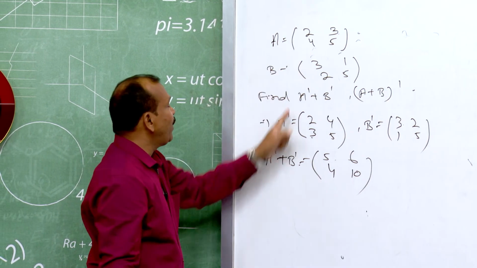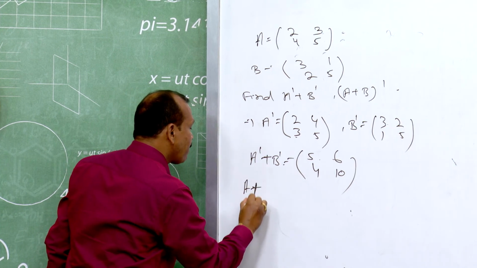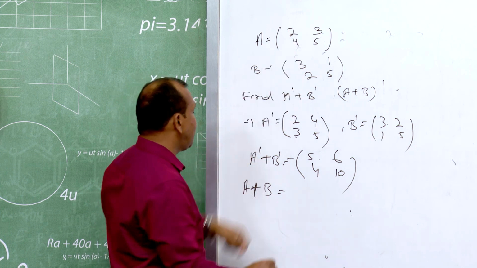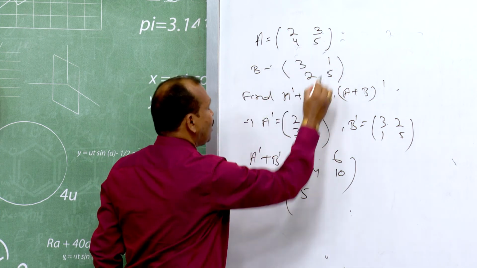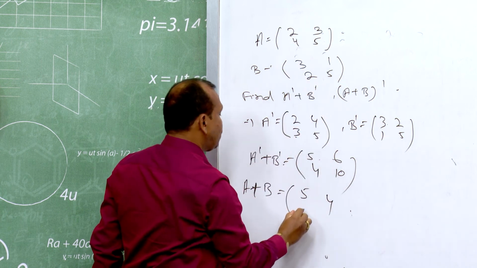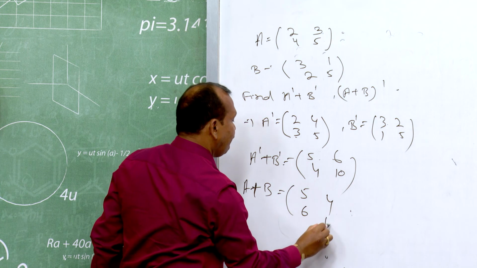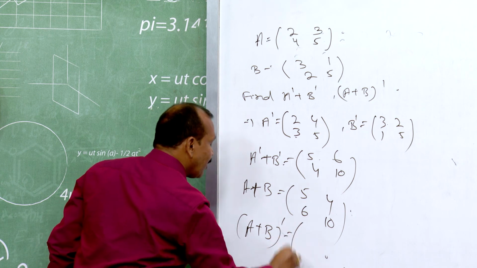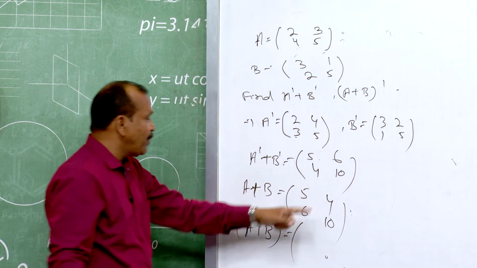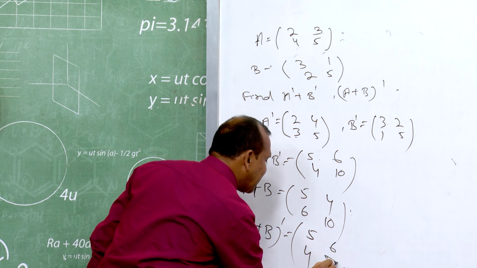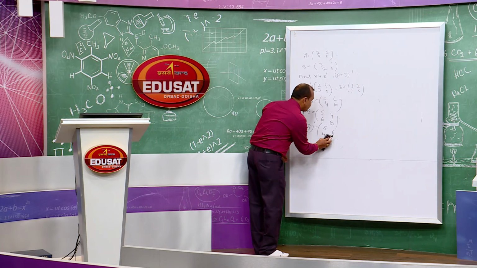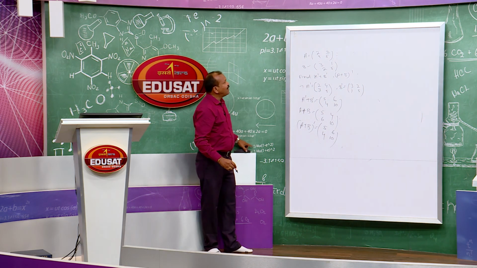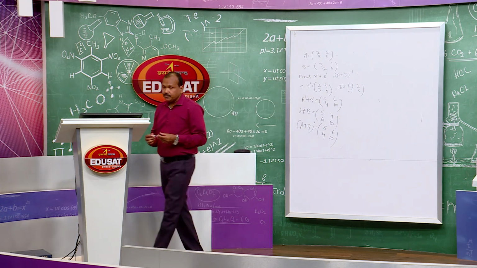Similarly, we have A plus B. Correspondingly add the corresponding elements: 2 plus 3 is equal to 5, 3 plus 1 is equal to 4, 4 plus 2 is equal to 6, 5 plus 5 is equal to 10. Then (A plus B) dash becomes, by changing rows and columns, 5, 4, 6, 10. Similarly, we can find A B dash easily.